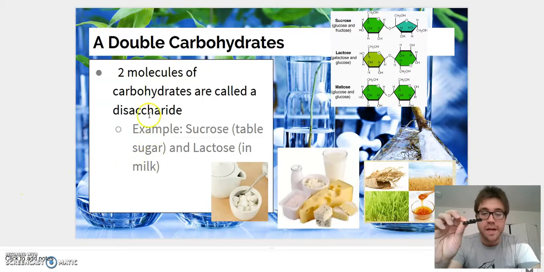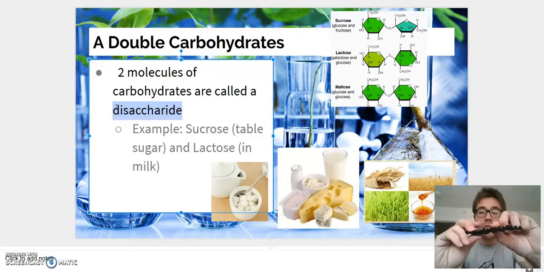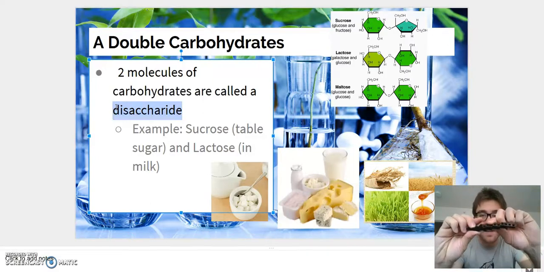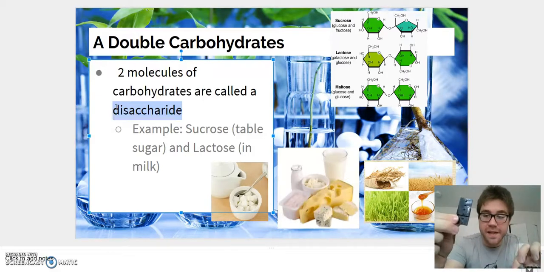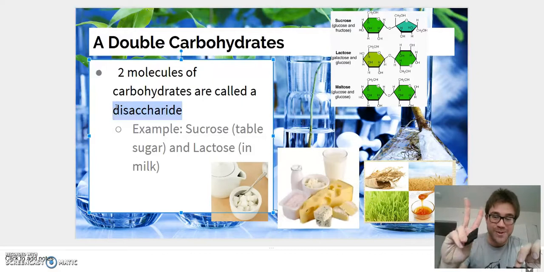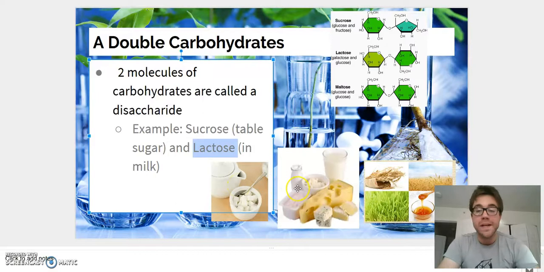Disaccharide means two sugars. This was my original carbohydrate. I break off two pieces, and now I have a disaccharide. You can find disaccharides in normal sugar, the sugar you have in the cafeteria. That is a disaccharide that we call sucrose. The sugar that's in milk is a disaccharide, and it is called lactose. So you can find a disaccharide in normal sugar or in milk products.